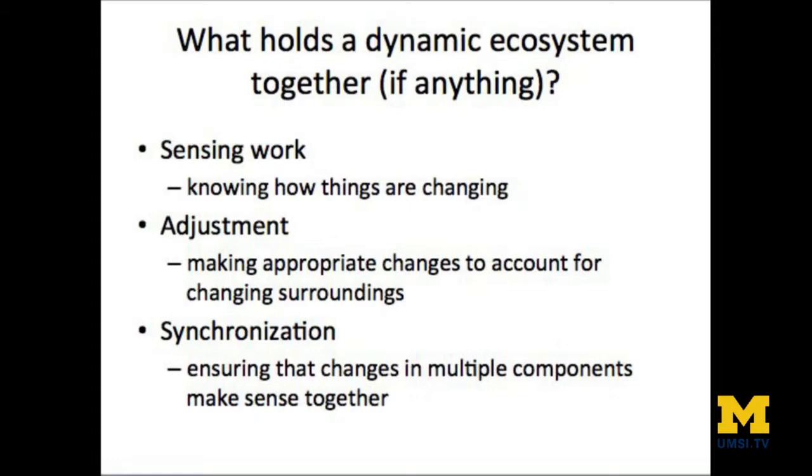The other sort of work that needs to be done is synchronization work, which is saying, look, if all the adjustments just keep coming out randomly, then nobody can catch up, and it's really hard to cohere. So that synchronization work ensures that changes in multiple components make sense together, not necessarily done at exactly the same time, but done in waves so that the ecosystem can deal with them. So these are three types of work that are crucial to sustainability that are done differently in different systems.